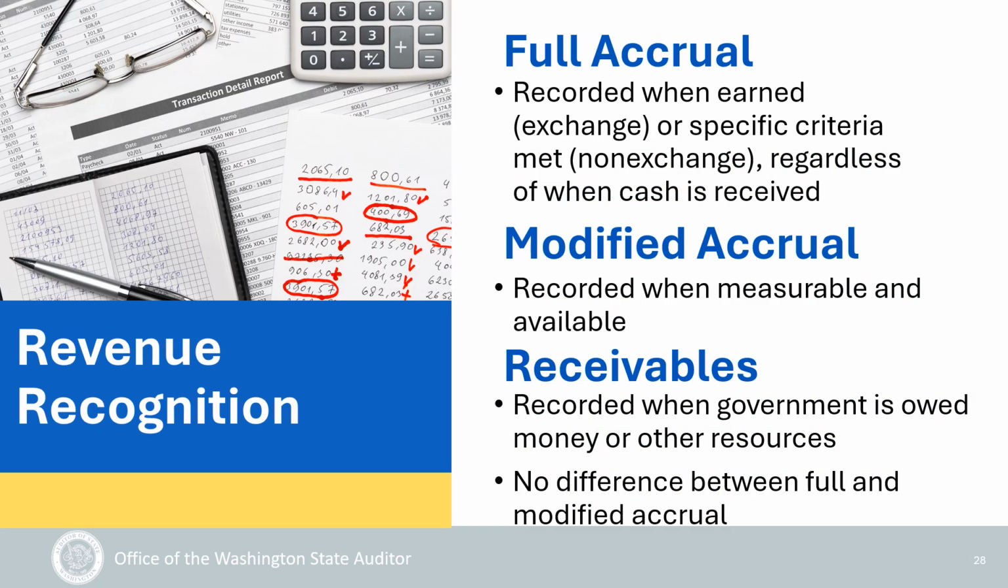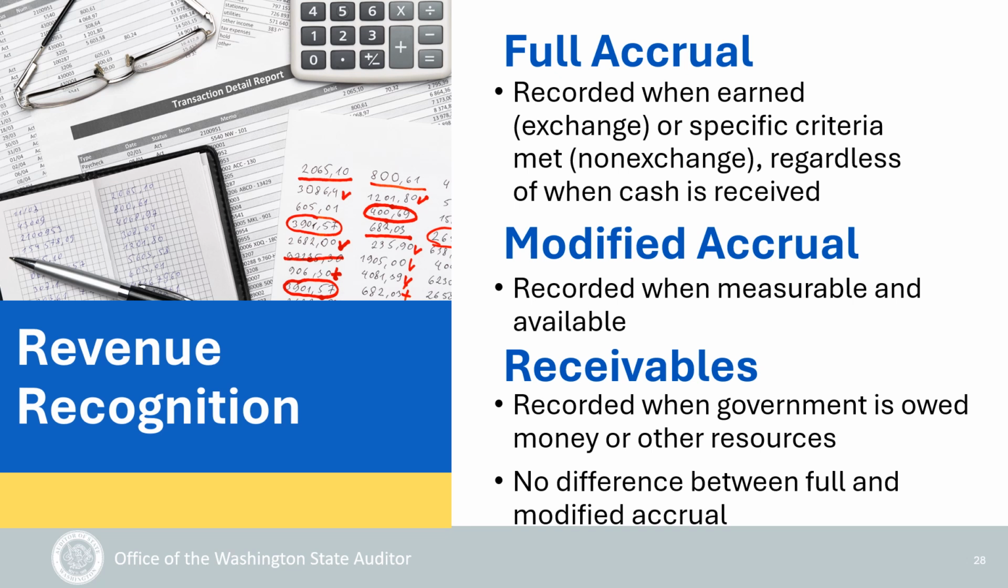Now that we talked about the different types of transactions, let's review the revenue recognition criteria. For full accrual accounting, revenue is recorded when earned. It's easy to tell when revenue is earned in exchange transactions because it means the government has fulfilled their duties in the transaction, i.e., they provided the service or supplies. It's a little harder, though, in non-exchange transactions where there's not that direct correlation between what is received and what is given up. We have specific criteria for when to recognize non-exchange revenues that we'll talk about as we look at specific examples.